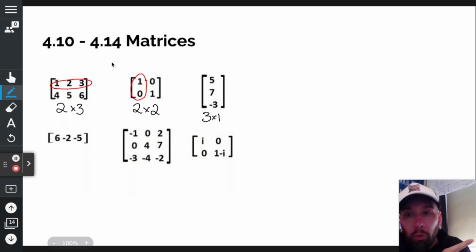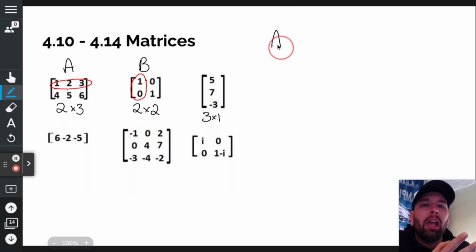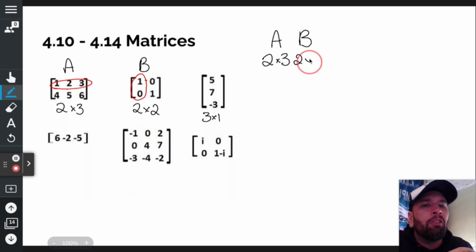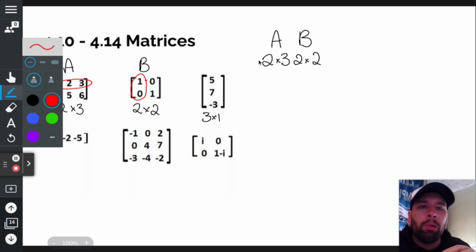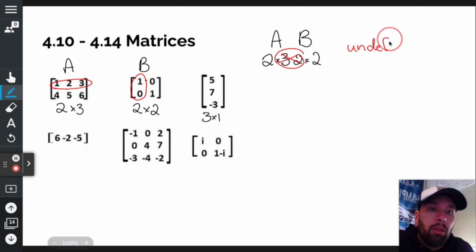You can only multiply matrices if this happens. So for example, if I called you A and I called you B, if I wanted to multiply A times B, the only way that you can multiply A times B is you write out the dimensions of A, you write out the dimensions of B, and if the two numbers on the inside match, you can multiply them. In this case, they don't. So if I were to ask you, do A times B, your answer would be, well, you can't. It's an undefined matrix. Can't do it.